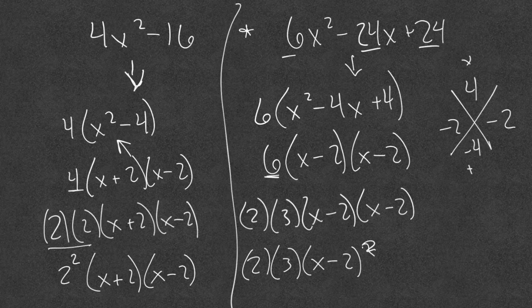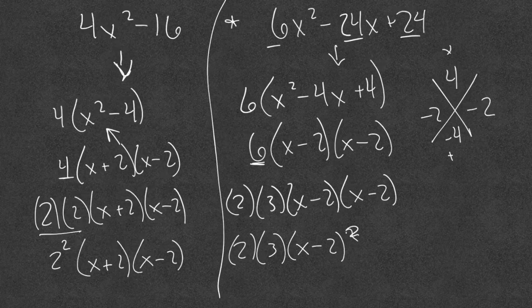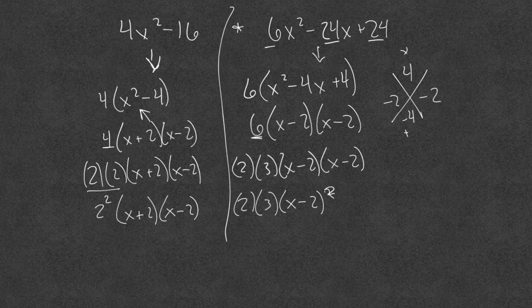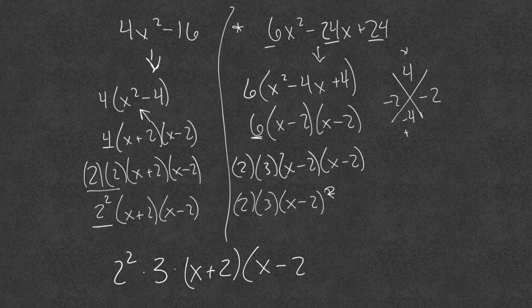Your goal is to end up with the same thing on both sides. So that's how you're going to find your least common multiple. So you need to end up with at least a 2 squared, a 3, an x plus 2, and then (x minus 2) squared, because you have a 2 squared over here and a 3 over here, so you need to have both. This 2 is included in that 2 squared because you have a 2 to the first power. So 2 to the second power is your highest power of that factor.